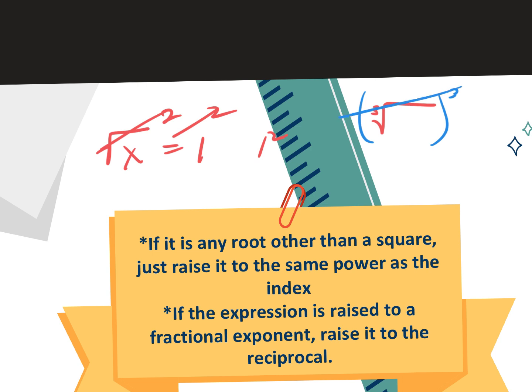So if you have the third root of something, how do you get rid of it? You raise it to the third power. If you have the fourth root, how do you get rid of it? You raise it to the fourth power. Whatever the index is, that little number, that's what you raise it to.